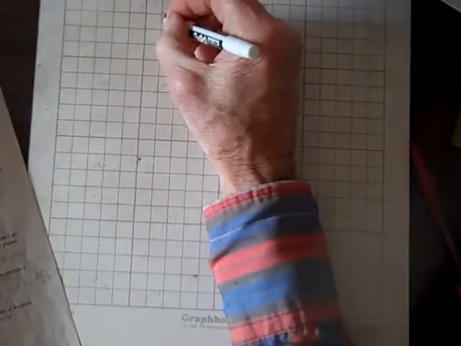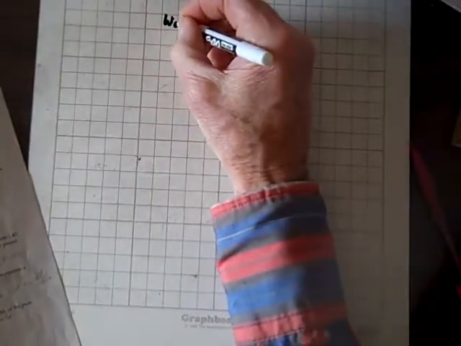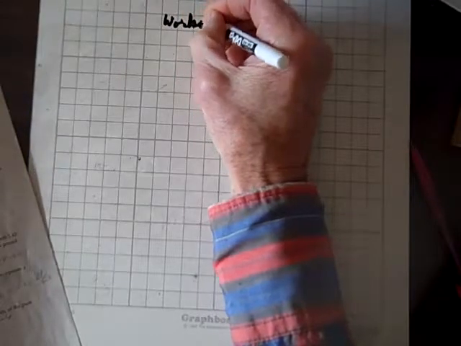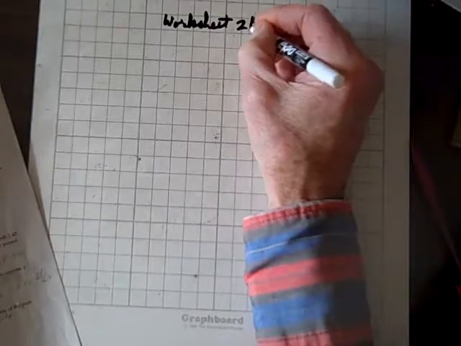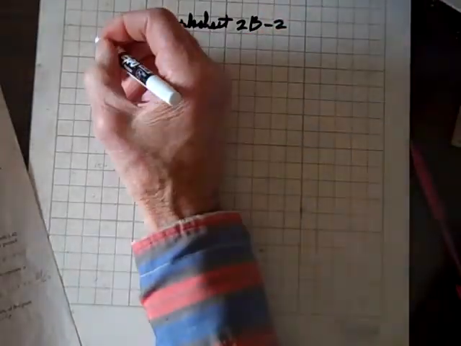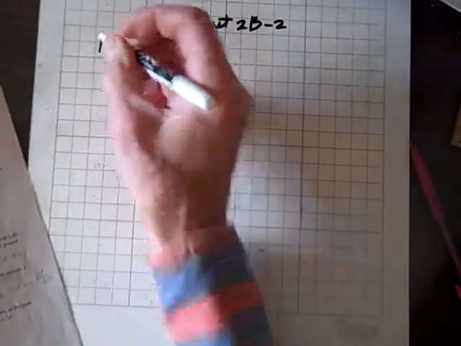Okay, we are going to do worksheet 2B, and I'll call this worksheet 2B-2. And so number 1, it says 2 cities, and here it is.